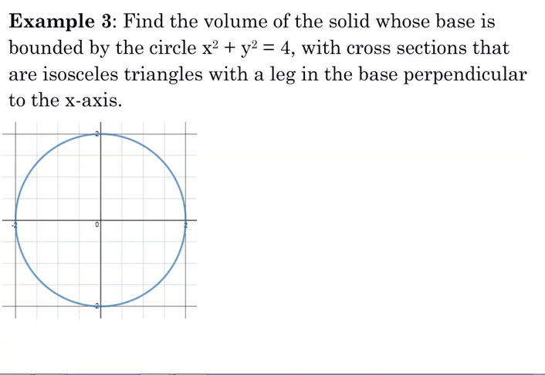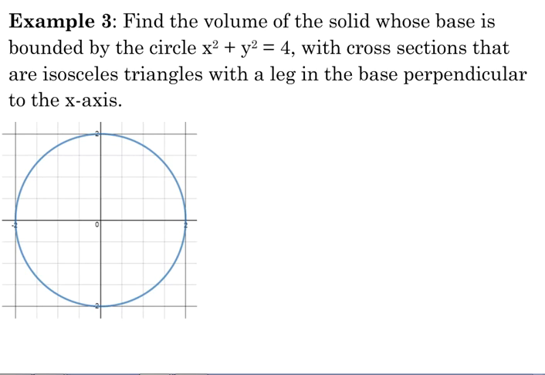The base is bounded by the circle x squared plus y squared equals 4 with cross sections that are isosceles triangles. And I went back and added this wording. I forgot to have it on your notes: with a leg in the base perpendicular to the x-axis, because if you have isosceles triangles, there are two different ways they can be oriented.